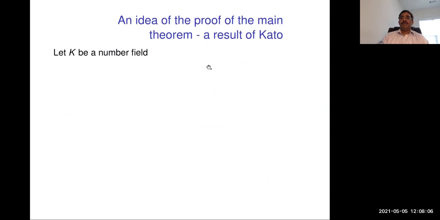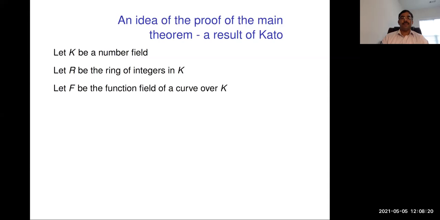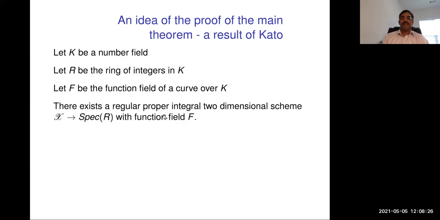Okay, now we'll give an idea of the proof of our main theorem. Before that, we recall a result of Kato. Let K be a number field and R the ring of integers, and take F the function field of a curve over K. Then there is a regular proper integral two-dimensional scheme X to Spec R with function field F. This is the resolution of singularities of two-dimensional schemes.